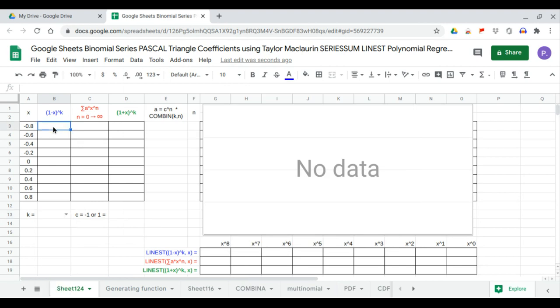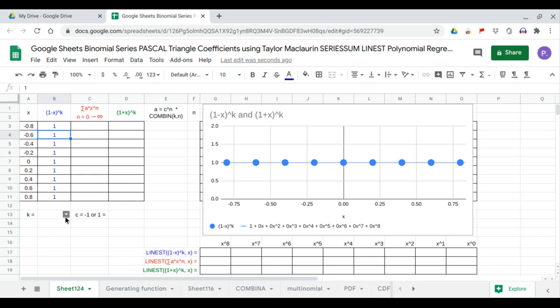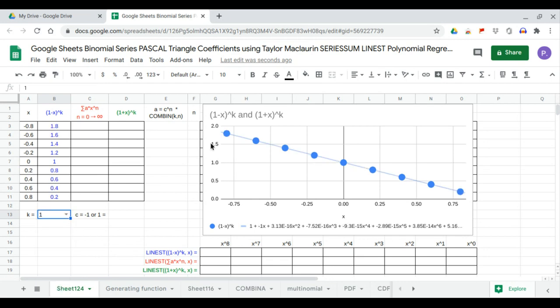So we can use our formula, the quantity 1 minus x raised to the power k. So at k equals 0, our binomial Pascal coefficient is 1, so y equals 1. At k equals 1, then y equals 1 minus x.